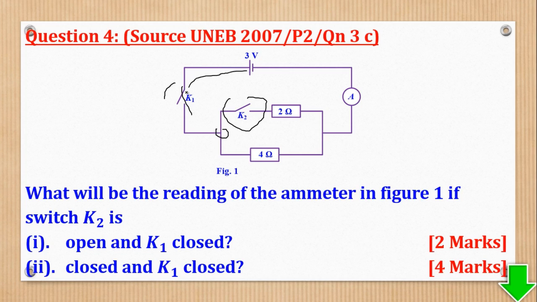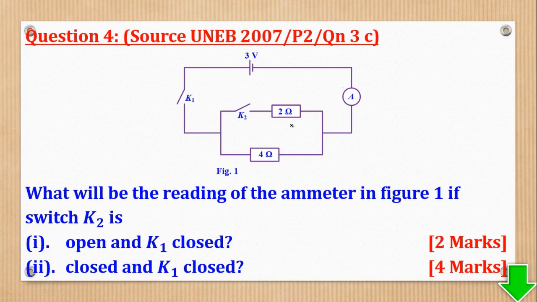When current comes and reaches this side, it cannot go through this path because it is open here, disconnected. That means that all the current goes through the 4 ohm resistor. What does that imply? It implies that this resistance is out of the circuit when K2 is open. Therefore, the total resistance is 4 ohm and total PD is 3 volt, meaning I can get the ammeter reading because I know V and I know R.